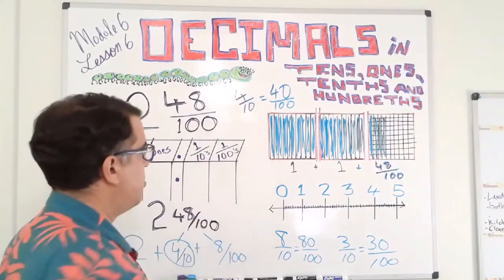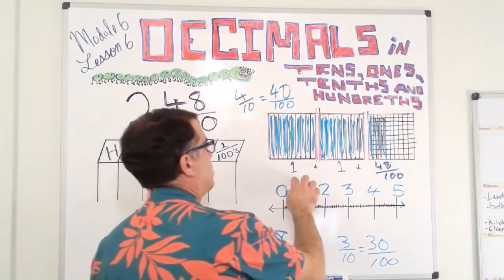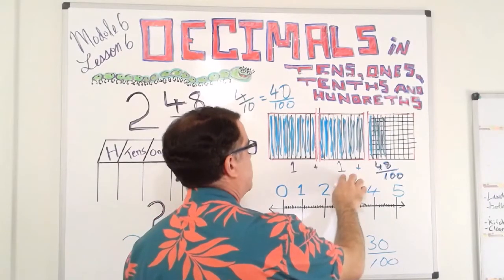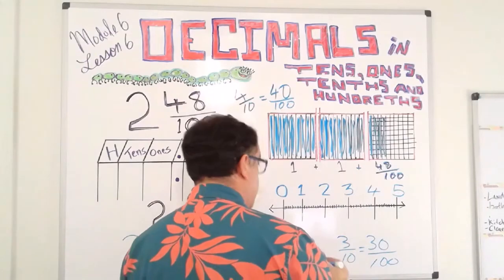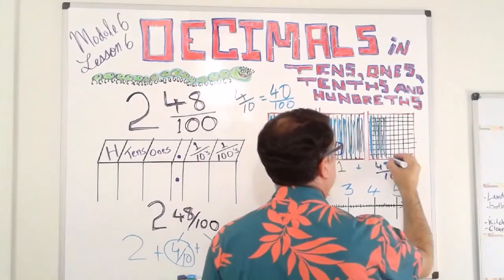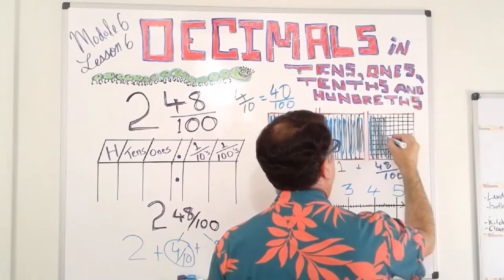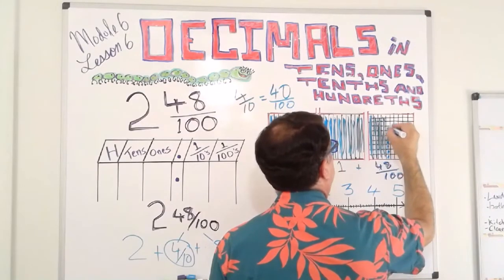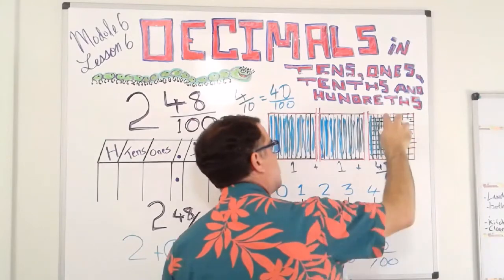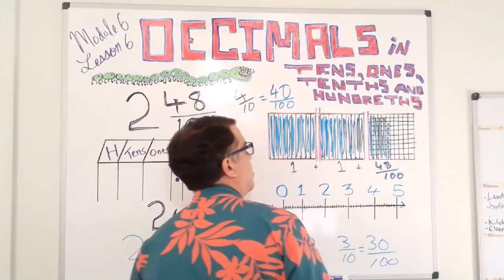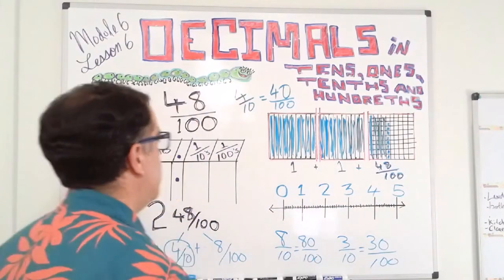So again, let's go back to this. 1, which is 10 over 10, plus 1, which is 10 over 10, plus 48 hundredths. We still have to shade in our 8 hundredths now. 1, 2, 3, 4, 5, 6, 7, 8. So you see the 8 hundredths is not quite 1/10. There's 2 more hundredths left to make that last tenth.